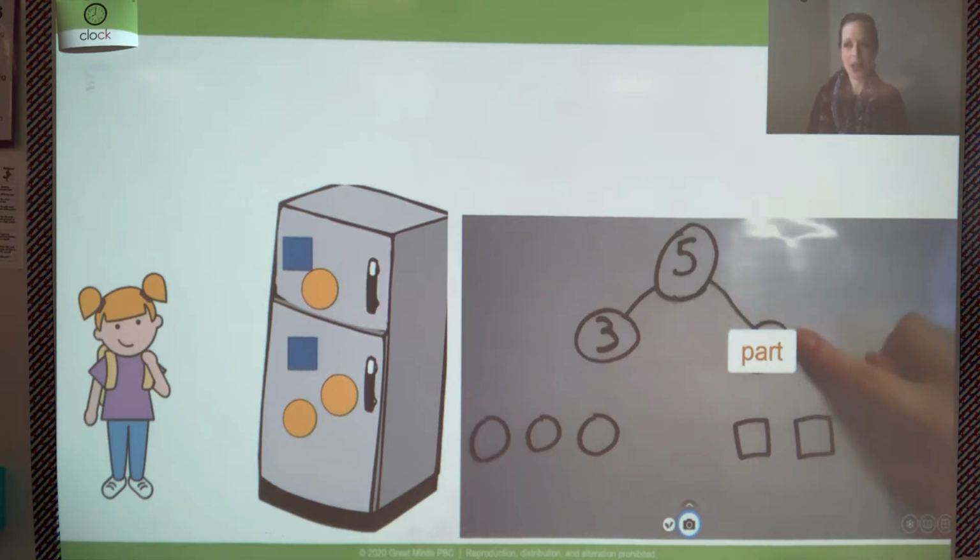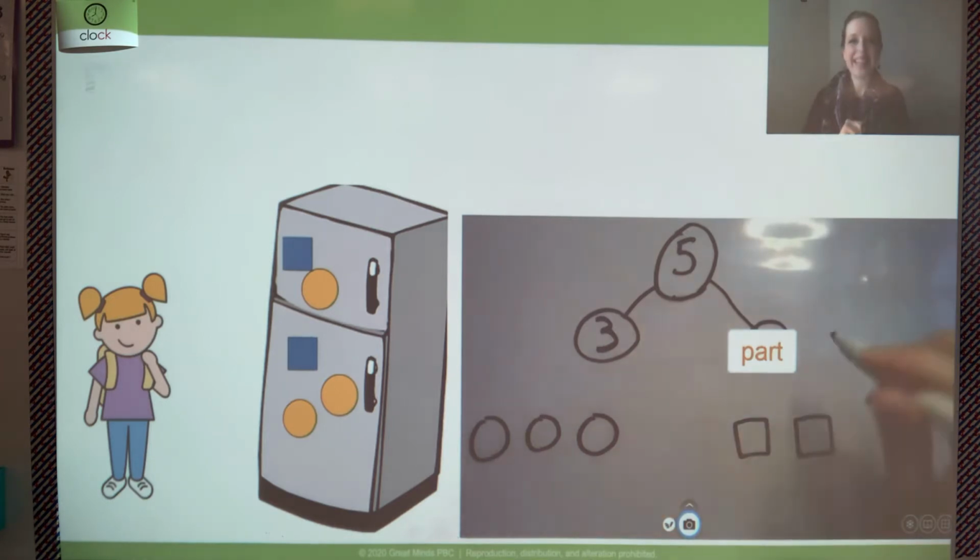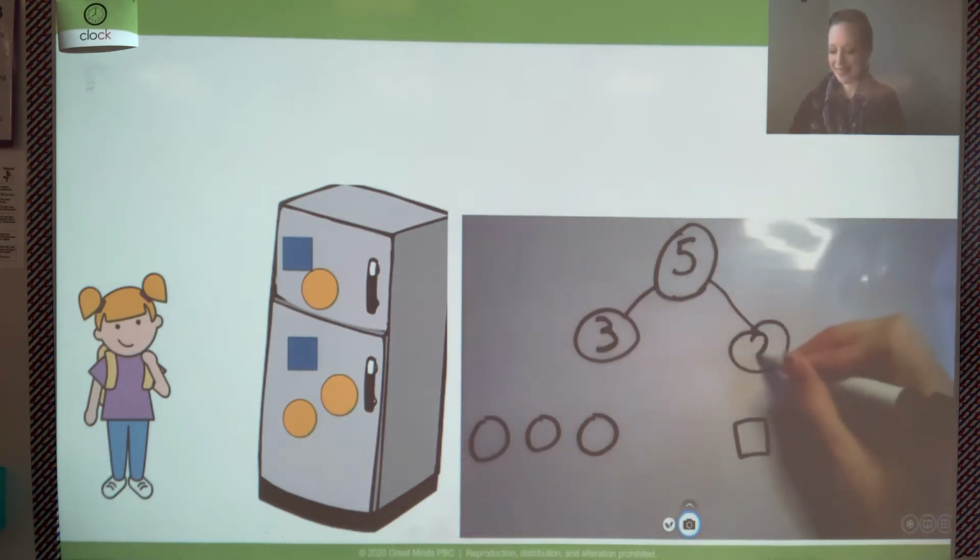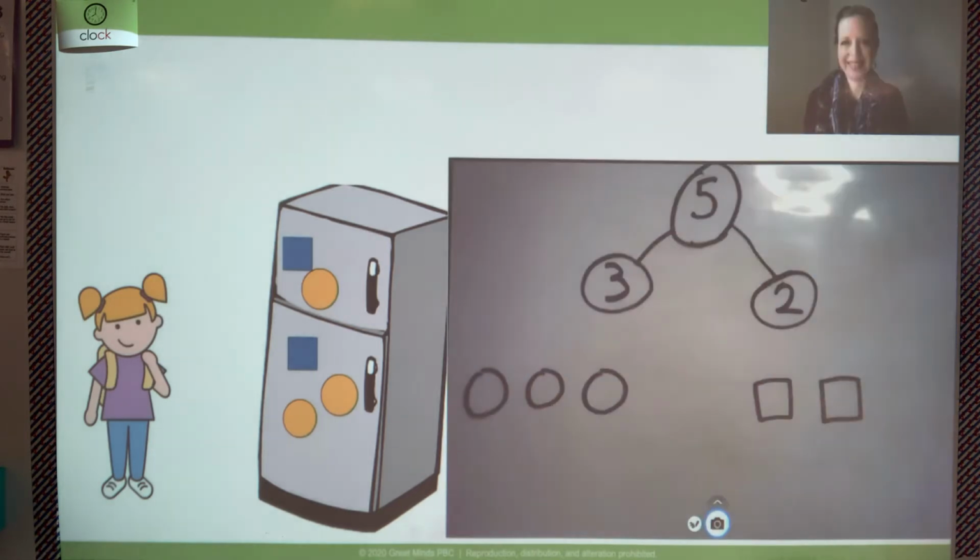What number should we put in this part? Show me with your fingers. Yes, we should put the number 2. Let's write it down. I want to write about this in the special math way in a number sentence.